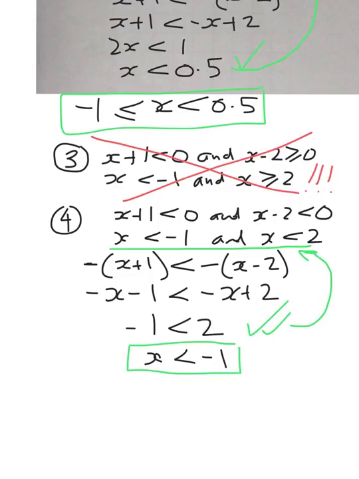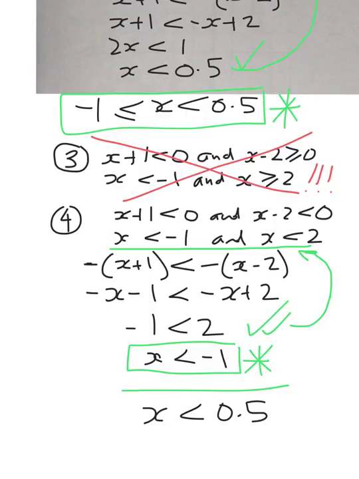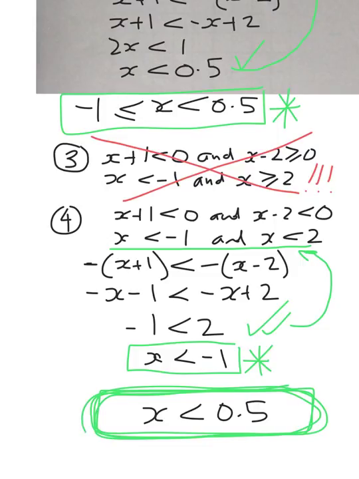Now, all I have to do is combine that solution with the solution up here, put those together, option 2 and option 4. When is x between -1 and 0.5 or less than -1? Well, that's when x is less than 0.5. x is less than 0.5. It's my big solution here, because it combines this fact up here and this fact down here.